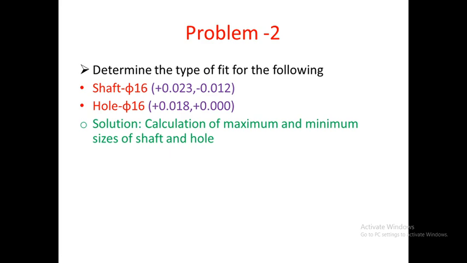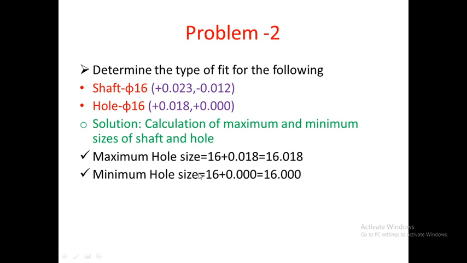First, we have to calculate the maximum and minimum size of the shaft as well as the hole. So we will calculate the maximum shaft size and minimum shaft size as well as the maximum hole size and minimum hole size. Maximum hole size will be equal to 16 plus the upper deviation, that is 0.018, so 16 plus 0.018 is equal to 16.018. Minimum hole size is equal to 16 plus the lower deviation, that is 0.00. So the minimum hole size will be equal to 16.